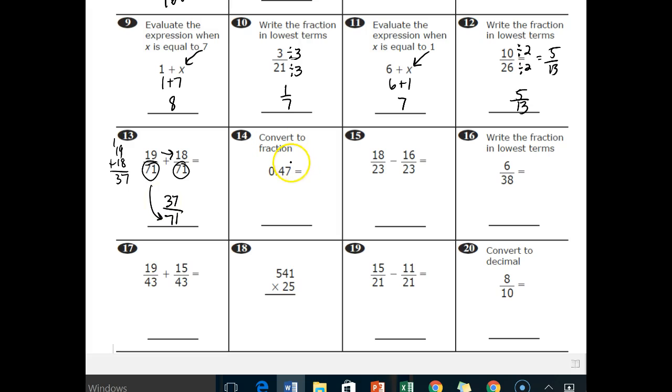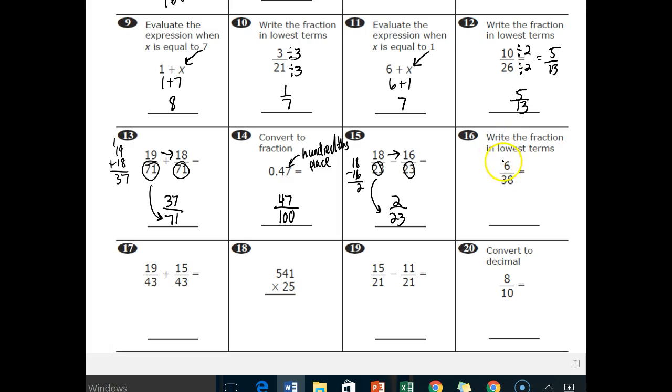Convert number 14 to a fraction. I just ask myself, okay, well that 7's in the hundredths place. So to convert it to a fraction, I just say 47/100, because that was the hundredths place. Number 15, when I'm subtracting fractions with like denominators, I just subtract across. So 18 minus 16 gives me 2, and I keep the denominator, 2/23.